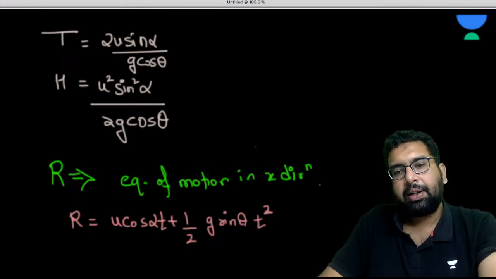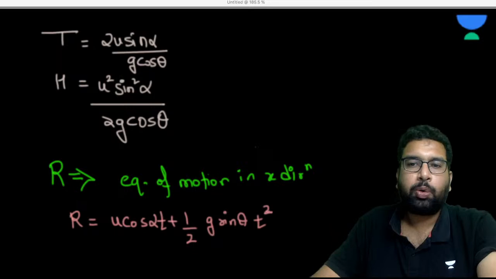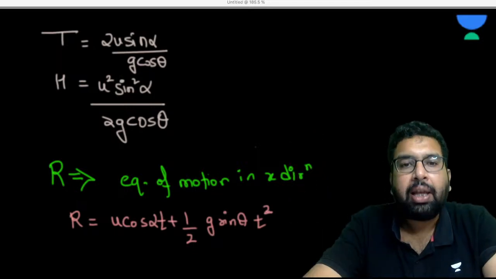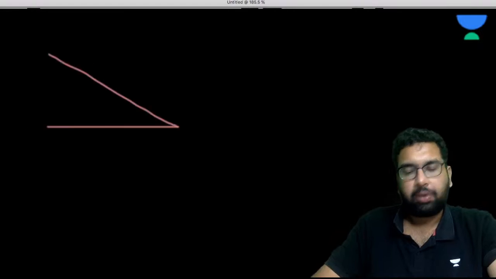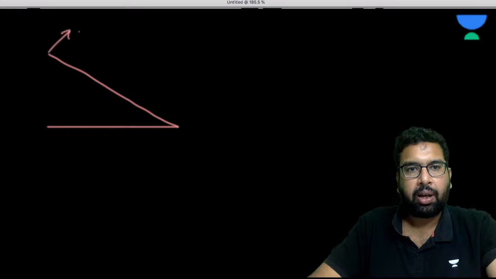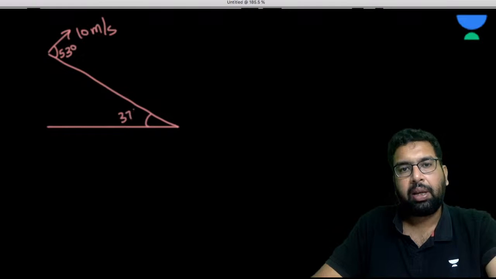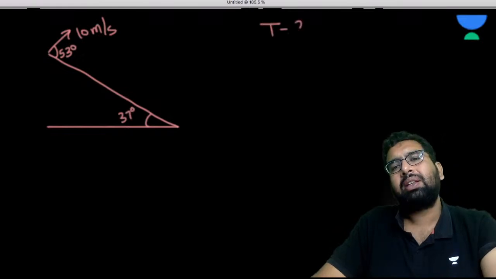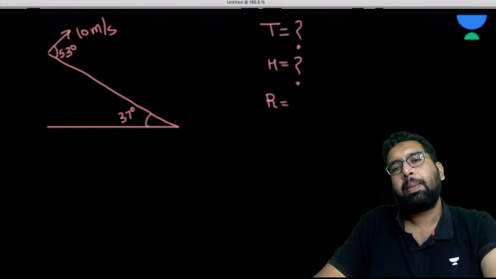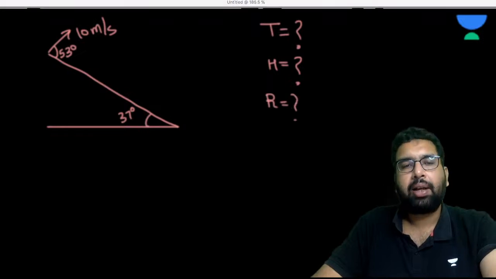So see, there is hardly any difference in the projectile with inclined plane. This is the same only. Let's do one question so that we get comfortable using the formula. Let's suppose we are projecting something from the top of an inclined plane at an angle of 53 degree, and this angle is 37 degree. Can you tell me all the same things: time of flight, height and the range?